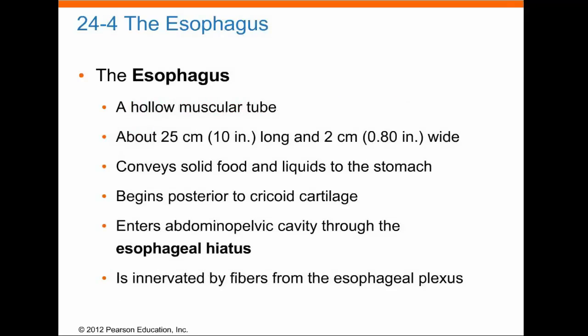The esophagus is really a tube that connects the oral cavity to the stomach. So it's about 25 centimeters in length and about 2 centimeters wide, and it conveys the solid food and liquids to the stomach. And it begins posterior to the cricoid cartilage. Now, the cricoid cartilage we'll talk about later in protecting a person's airway when they are having an anaesthetic.